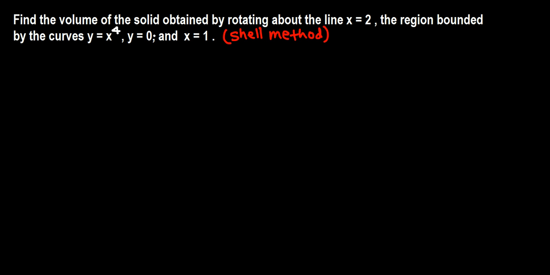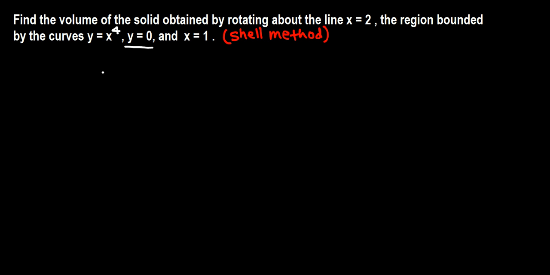Find the volume of the solid obtained by rotating about the line x equals 2 the region bounded by the curves y equals x to the fourth, y equals 0 (the x-axis), and x equals 1. And we are using cylindrical shells. Okay, let's graph these three curves.